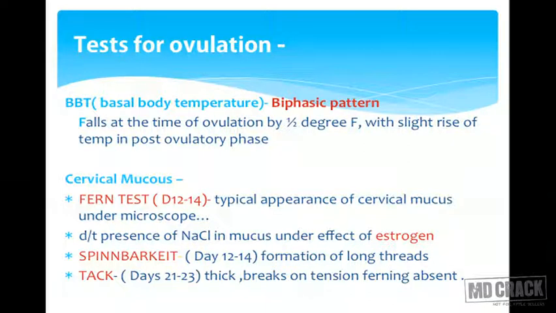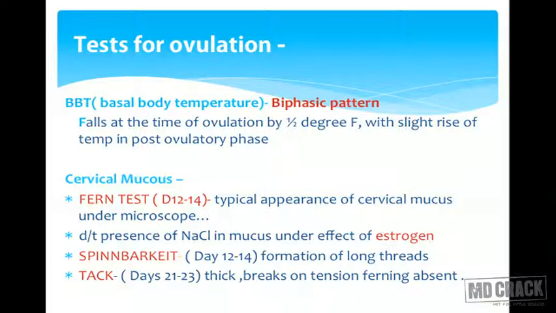If you see the cervical mucus under microscope, there would be ferning pattern. And this ferning is seen due to the influence of estrogen, there is presence of sodium chloride in the mucus, and that gives this fern appearance. These all signs are pre-ovulatory. Ferning is seen because of effect of estrogen. Spinnbarkeit is also because of estrogen, around day 12 to 14.